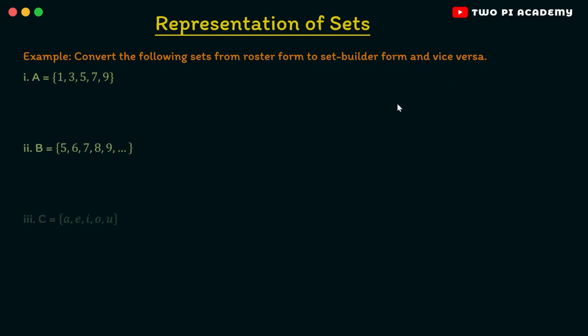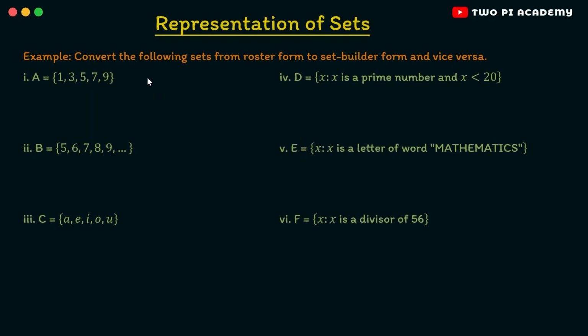So here you are given 6 different sets. The first 3 you have to convert from the roster form to set builder form, and the next 3 from the set builder form to roster form. So let's try to convert them.